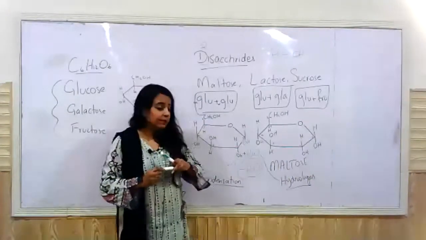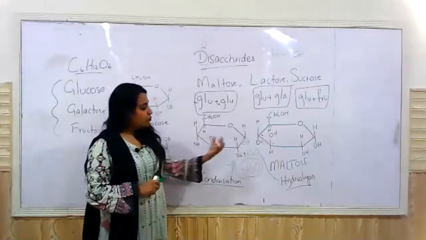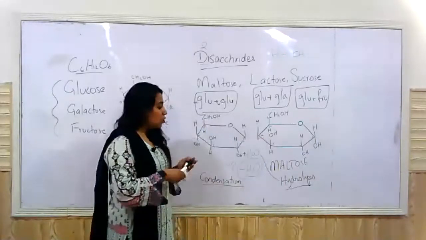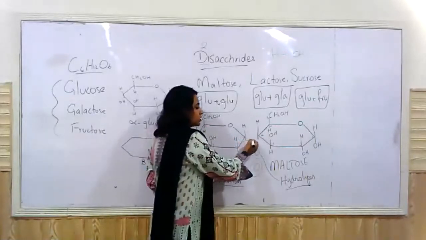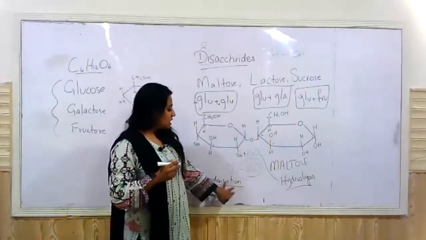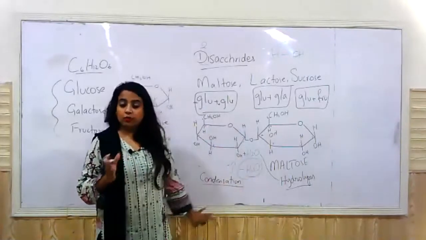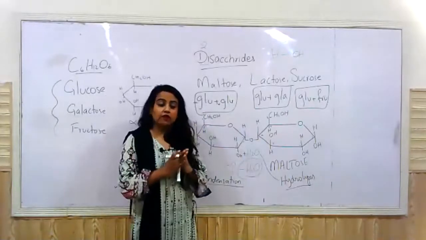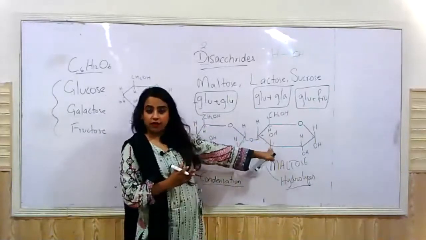I'm repeating this up. What happens? By the removal of these molecules, OH and H, right? What is going to happen? Oxygen bridge is going to be formed, and the reaction is termed as condensation reaction. So by condensation reaction, two monosaccharides join together, giving rise to what? A disaccharide molecule.